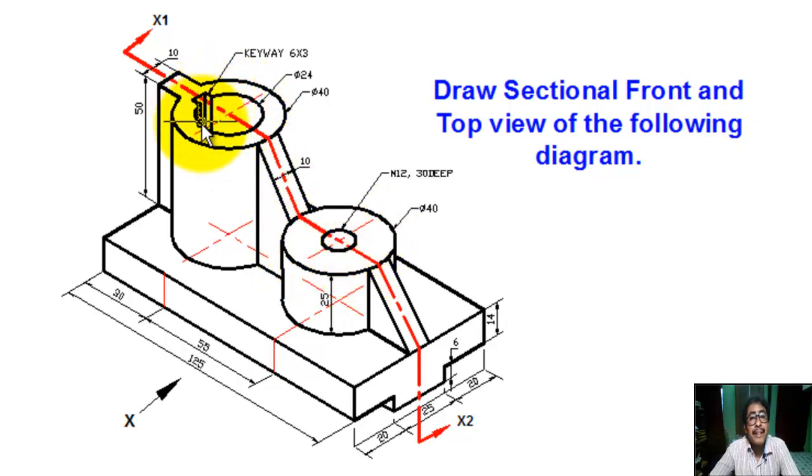Here there is a through hole of dia phi 25, and here there is a keyway 6 into 3 millimeter, and this circular hole, actually it is M12 tap, 30 millimeter depth. Okay, now we draw the top view.